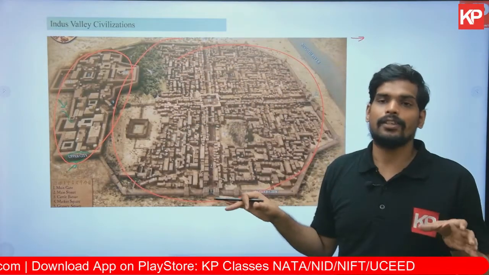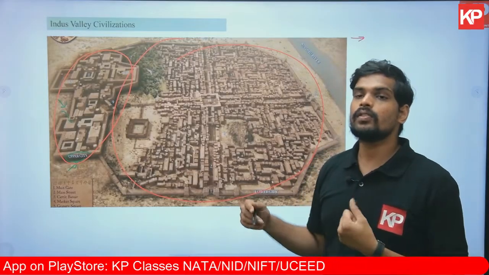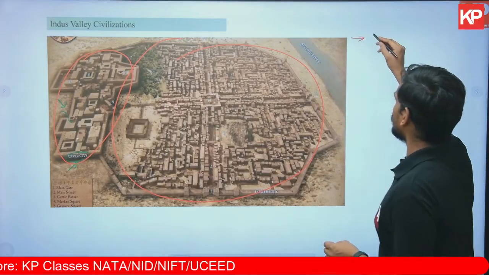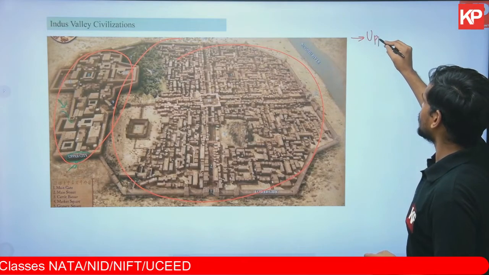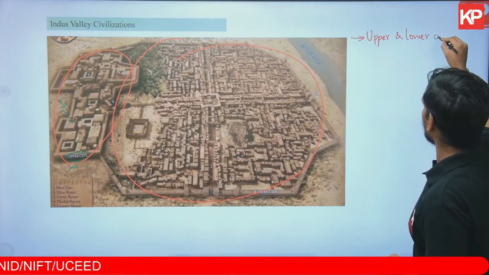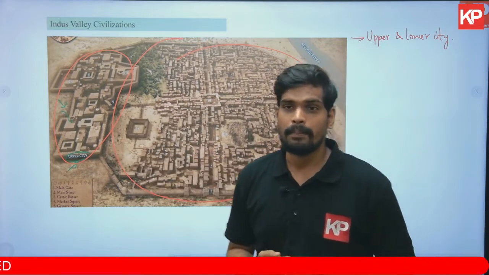So the city has 2 different levels or portions, the higher level and the lower level. This is known as the upper city and the lower city. Generally that's the term which is used. So the city was divided into upper and lower city. The upper city had large public buildings.